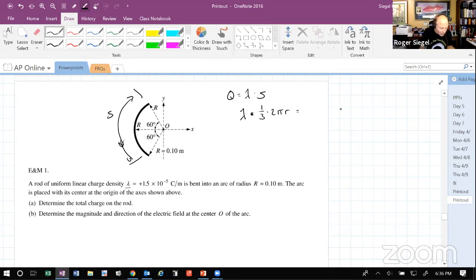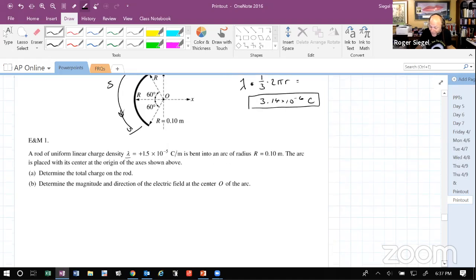And when you plug all the numbers in here, what you get is 3.14 times 10 to the minus 6 coulombs. And by the way, that is 1 micropi, if you want. I've never seen an answer come out like that, but that's a micropi. It's 10 to the minus 6 pies. Okay, so then the next piece says determine the magnitude and direction of the electric field.